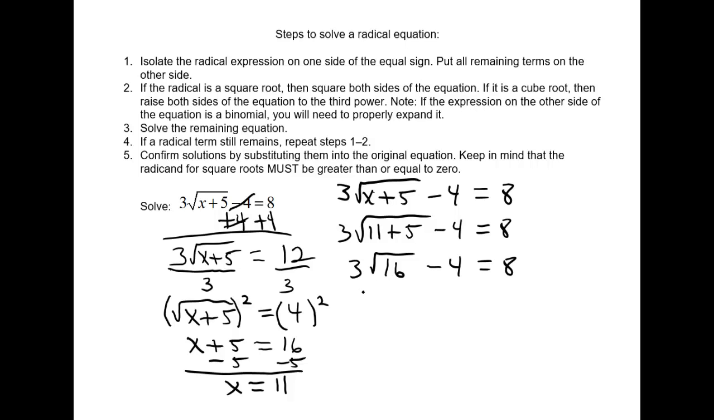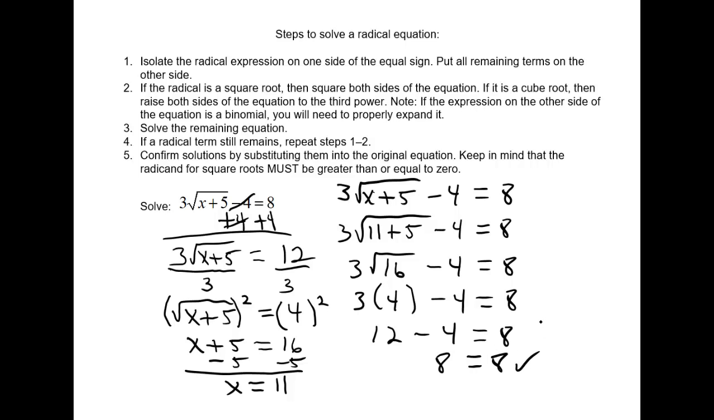The square root of 16 is 4, so that gives us 3 times 4 minus 4 equals 8. 3 times 4 is 12, minus 4 equals 8, and 12 minus 4 is 8, so 8 equals 8. So our answer checks. So our final answer, x equals 11.